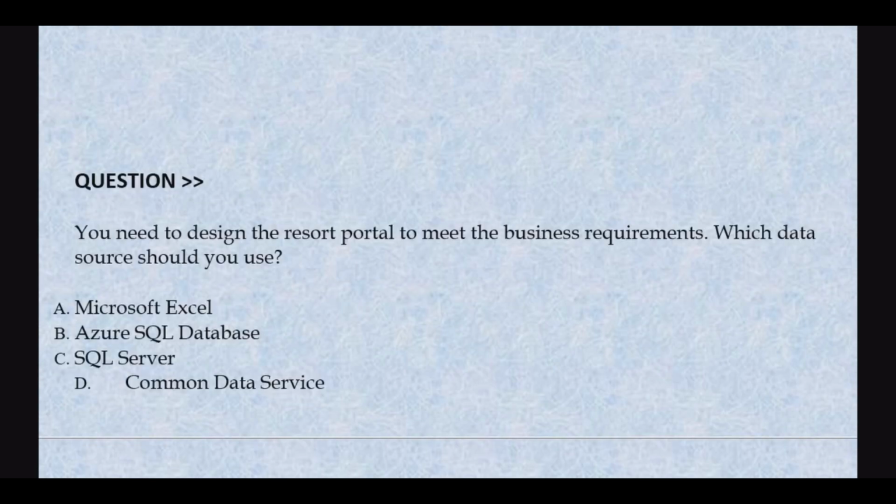Next one. You need to design the resort portal to meet the business requirement. Which data source should you use? Option A, Microsoft Excel. Option B, Azure SQL database. Option C, SQL Server. Option D, Common Data Service. Correct answer is option A.